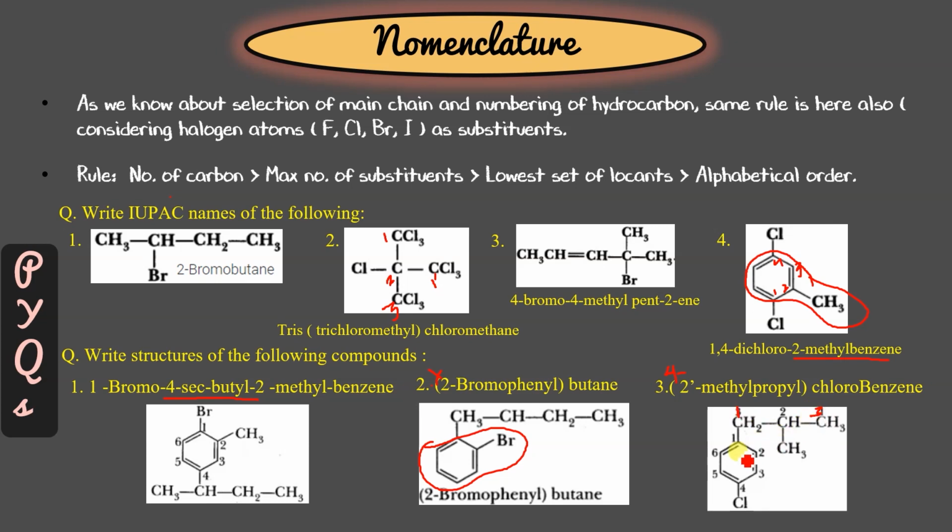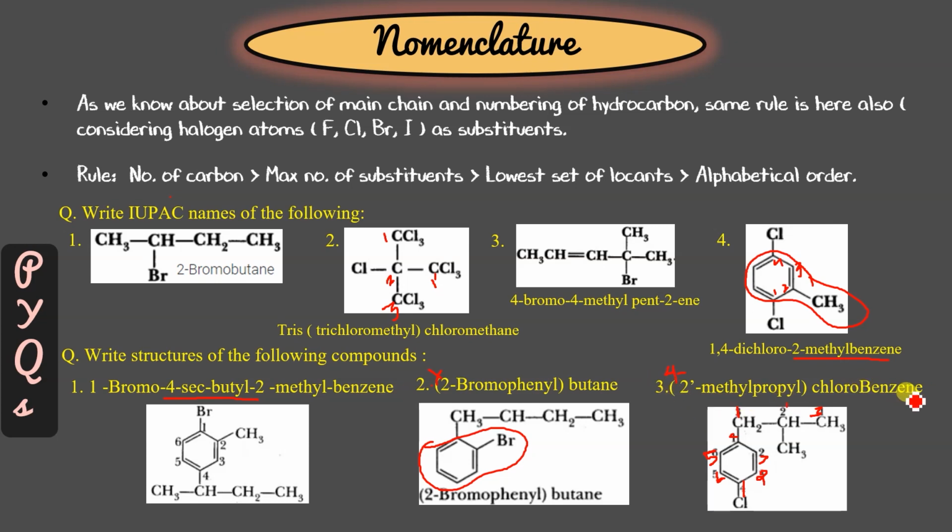Yes, and this will be 4, this will be 3, this will be 2, and this will be 1, isn't it? Here it is the 5th, and this is the 6th carbon. Hope it is clear. Yes, so this will be chlorobenzene. I have written 4 position, and on the 4 position this is a propyl group, and on the second position of the propyl, methyl. So we will write 4-(2-methylpropyl)chlorobenzene.